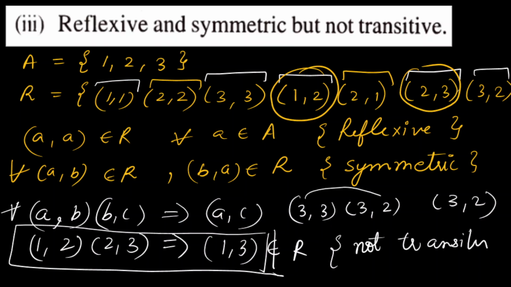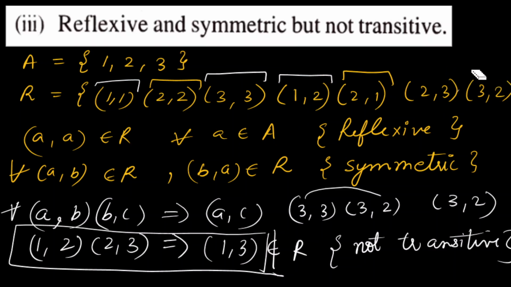When we are checking transitivity, it should be for all ordered pairs. Any other examples also you can take here. I've taken this example because I'm choosing all the examples from the same set. Now let's do the next one, the fourth one.